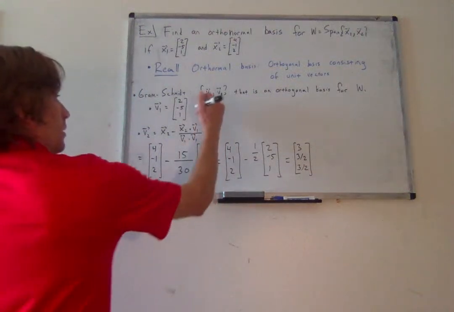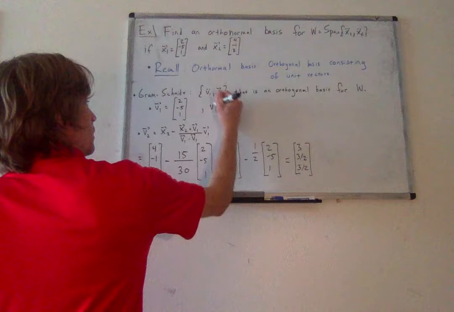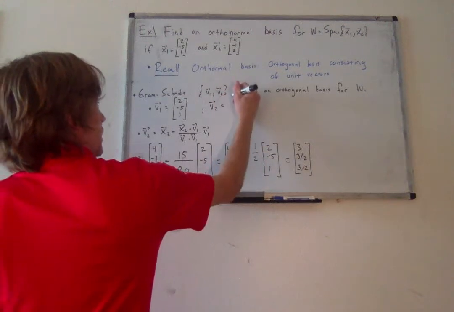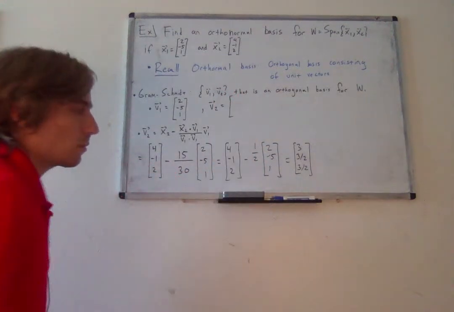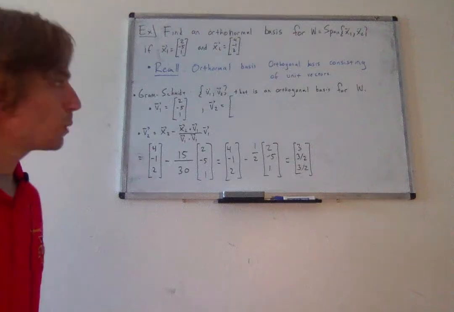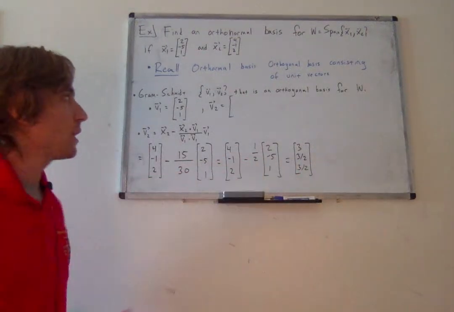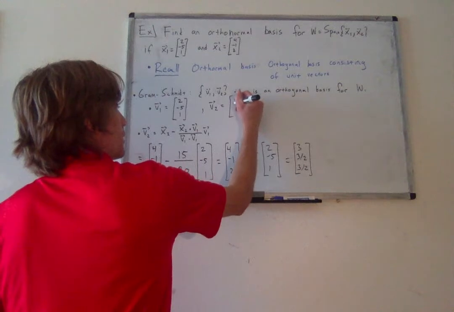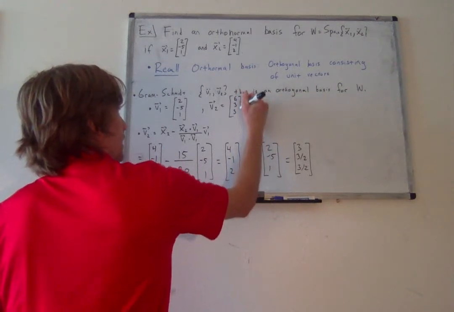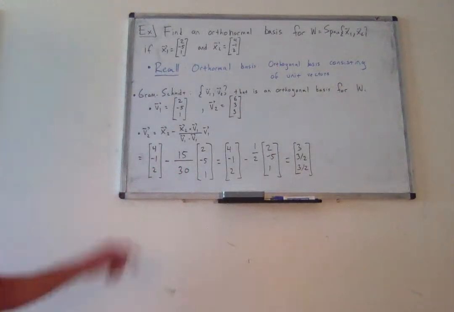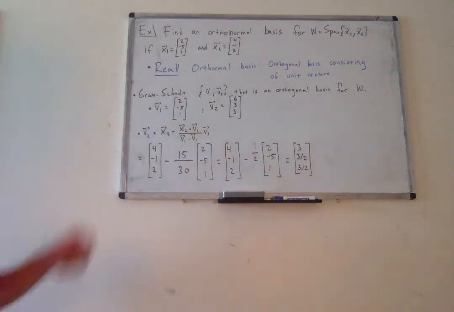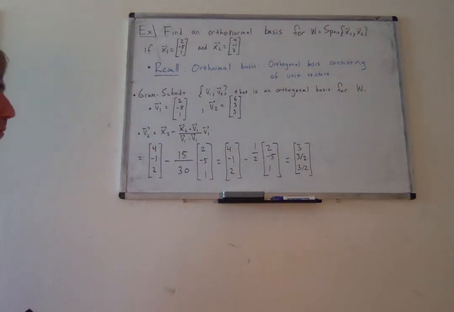So our second vector, but again, remember, I don't like fractions, right? So I'm just going to multiply everything in this vector by 2 to get that our second vector given to us by the Gram-Schmidt process is the vector (6, 3, 3).